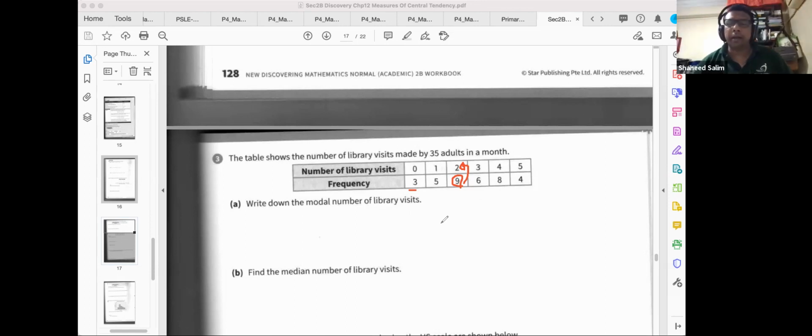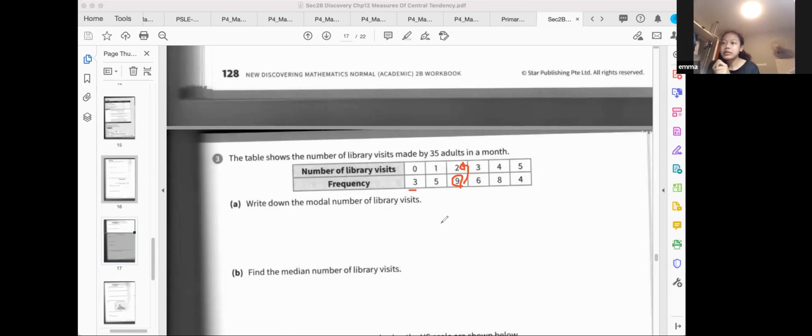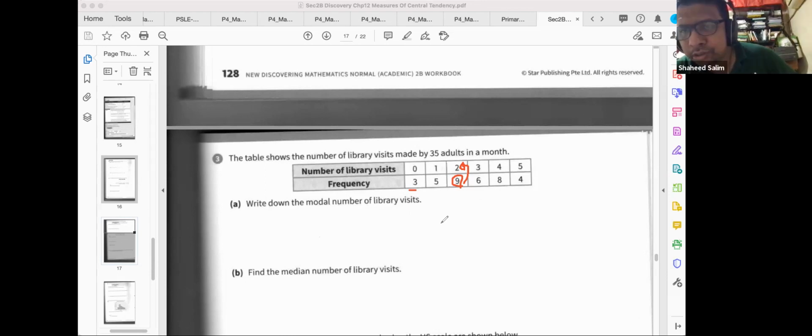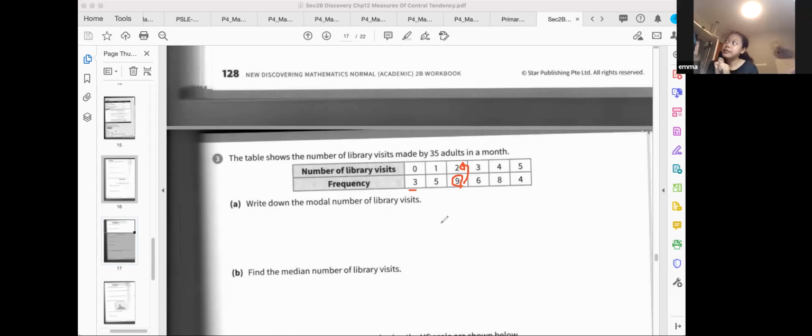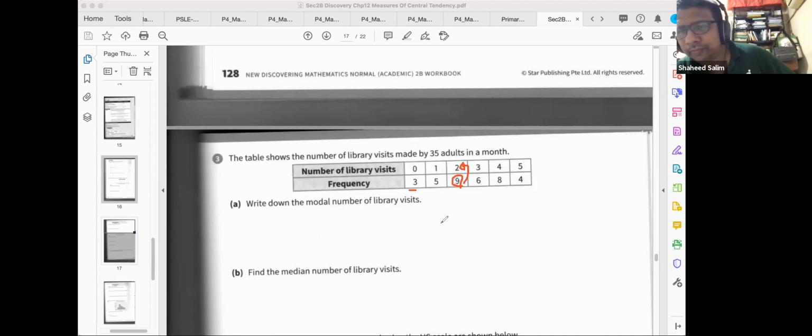Two. Okay. How many adults are there? 5. Formula, please, to finding the middle position. 5 plus 1 over 2. So what's your answer then? 18. Position number 18. So let us see. This is from position 1 to position 3. Do you agree? The next one, 4.